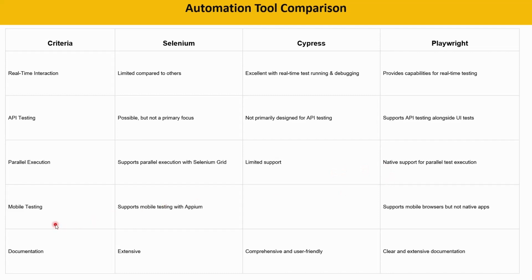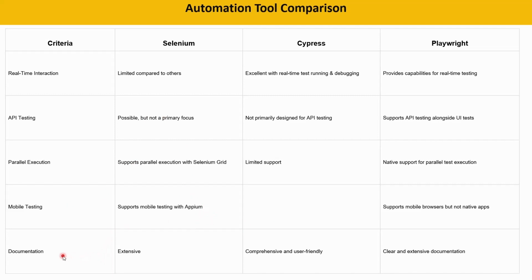Another parameter is mobile testing. Only in this area, Selenium supports mobile application testing, in the form of the Appium framework. Cypress does not support any kind of mobile or native app automation, and Playwright only supports mobile browsers, but not native apps. So if we compare these three, Selenium is the best if you are planning for mobile-based application testing.